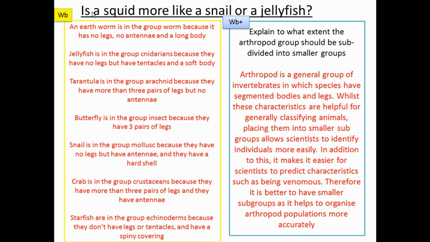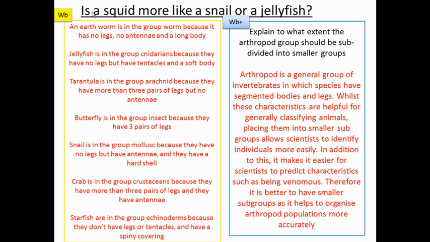So working beyond, I know there's quite a lot of writing here, okay? So an earthworm is in the group worm because it has no legs, no antennae, and a long body. Jellyfish is in the group Cnidarians because they have no legs, but they have tentacles and a soft body. Okay. Tarantula is in the group Arachnid because they have more than 3 pairs of legs and no antennae. Butterfly is in the group Insect because they have 3 pairs of legs.